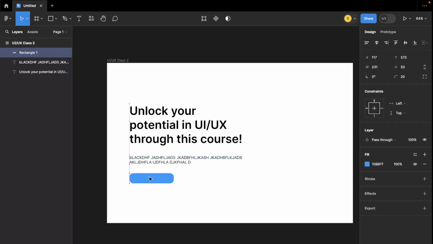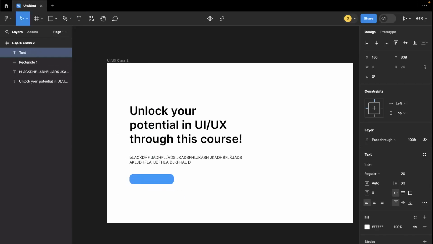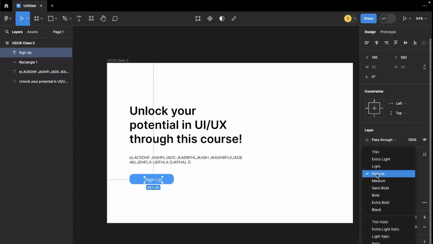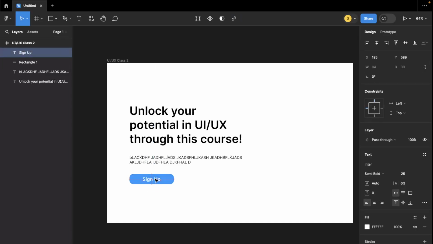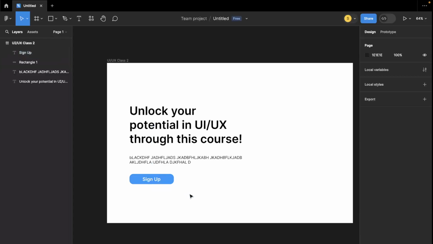Now I'll add a text on top of this, and I'll write, sign up. Again, it looks quite small, doesn't it? So I'll give it as 25. I will give semi bold. Figma itself will guide you where to fix it. Fix it in the middle. Okay, fine, looks good.